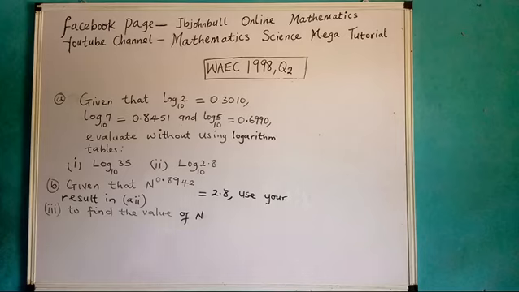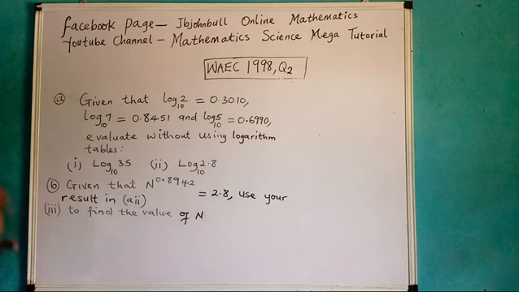Let's solve this very one. This question was given in WAEC 1998, question 2. Given that log 2 base 10 equals 0.3010, log 7 base 10 equals 0.8451, and log 5 base 10 equals 0.6990. Evaluate without using logarithm tables: Roman figure 1, log 35 base 10; Roman figure 2, log 2.8 base 10.